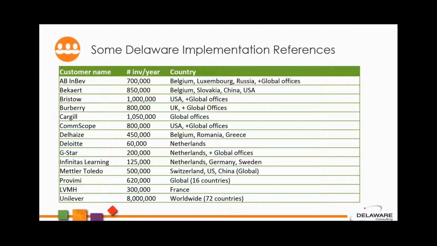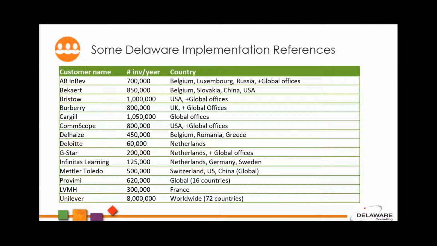Delaware Consulting has delivered over 70 VIM implementations, some of which are the largest in the world. For instance, let's take, for example, Anheuser-Busch InBev. You may know them as a producer of Budweiser. Bristow, who is known for their helicopters. Delhaize, also known as Food Lion here in the US, and Unilever. You've probably seen their logo on any of your toiletry items.